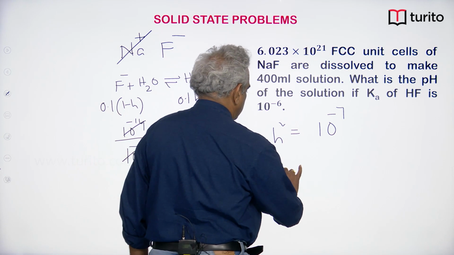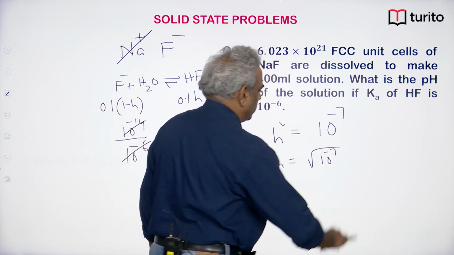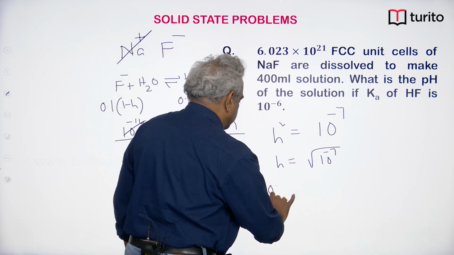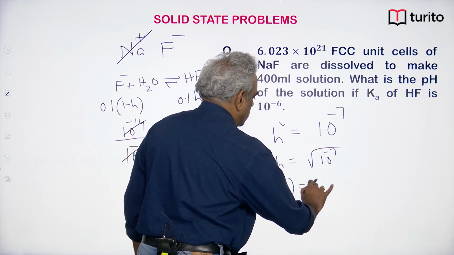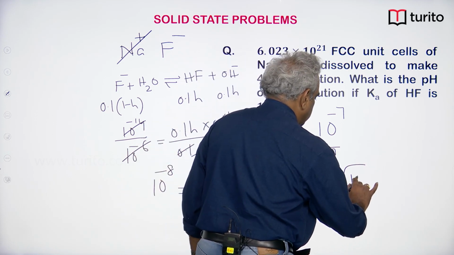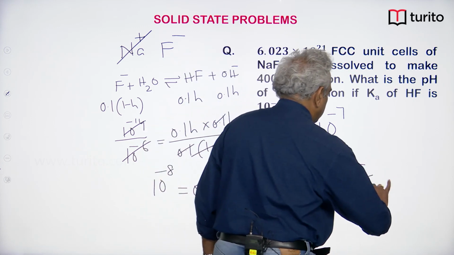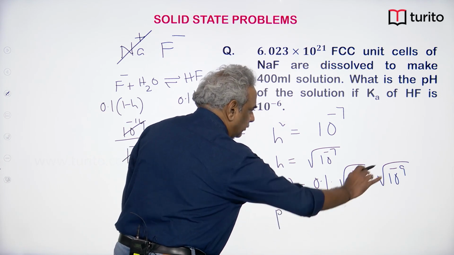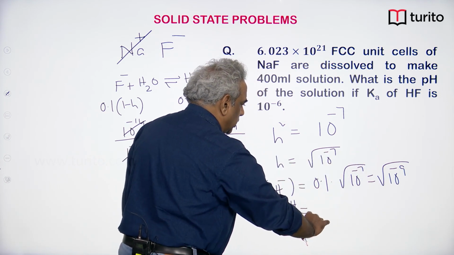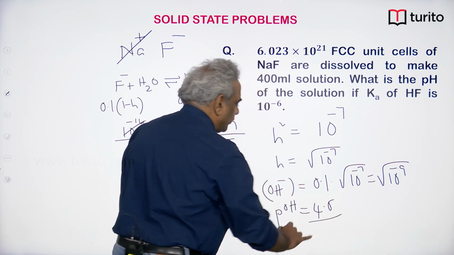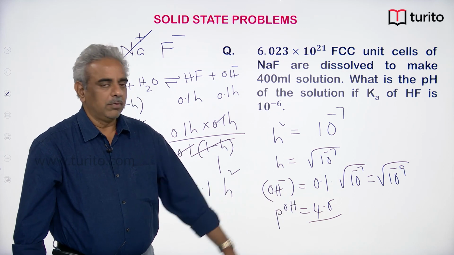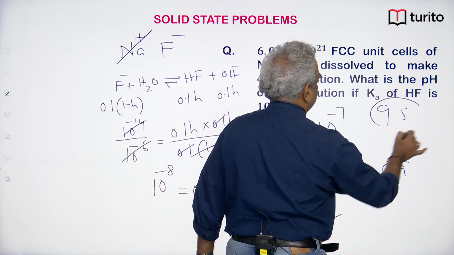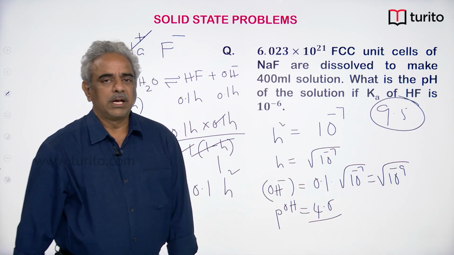So, h is equal to square root of 10 to the power of minus 7, and we want OH concentration, that is 0.1 h. So, OH concentration is equal to 0.1 into root 10 to the power of minus 7. I can call it root of 10 to the power of minus 9. So, pOH will be 4.5, negative logarithm of root 10 power minus 9. If pOH is 4.5, what will be pH? 9.5. So, the answer is 9.5.